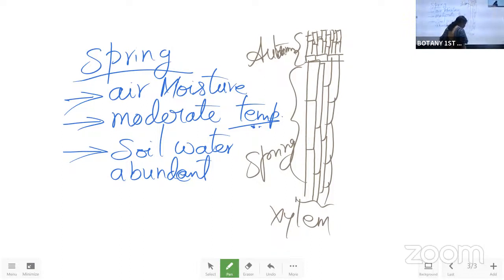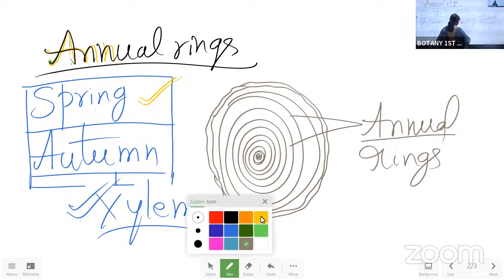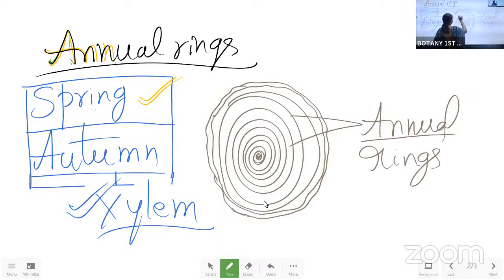So with this, the rings are light colored and dark colored rings. During the growth in 1 year, the plant produces light colored rings and dark colored rings. The light colored rings are formed during the spring season. The light color I'm drawing with yellow so that you can easily see.